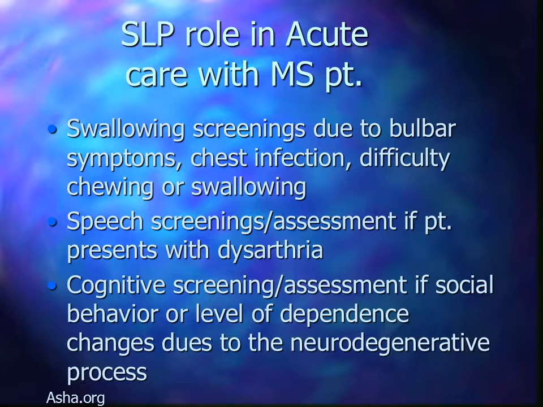So the SLP role in acute care with the MS patient is to conduct swallowing screenings due to bulbar symptoms, chest infection, and difficulty chewing or swallowing. Speech screenings and assessment should be done if the patient presents with dysarthria, and cognitive screening and assessment if the social behavior or level of dependence changes due to the neurodegenerative process. This list of tasks for the SLP was created by ASHA and is on the ASHA website, and it is our scope of care for those with MS.